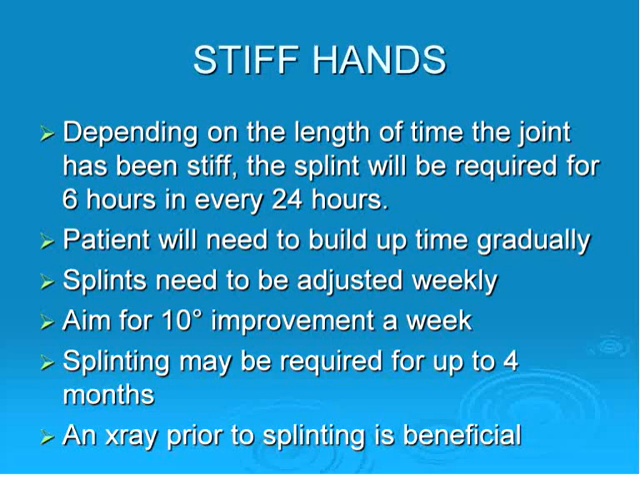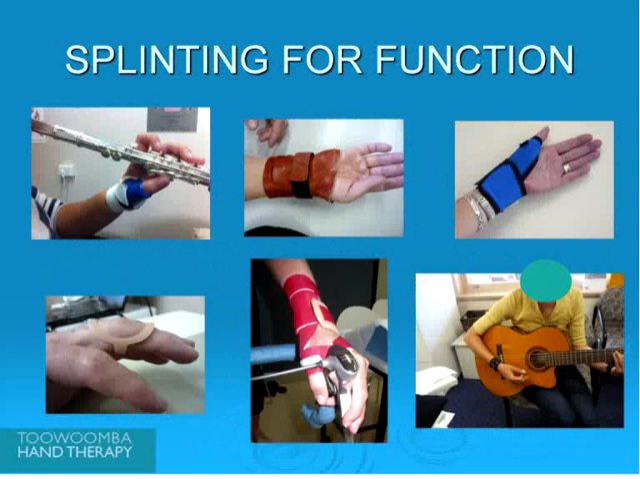The other big area that we do is splinting for function. Musicians are very common people who get overuse type injuries. The first picture is someone who plays the flute and who is having lots of problems with her thumb. We don't want her to rely on the splint forever, but we don't want her to lose all of the fine motor control and not be able to participate. She's in a school band, so we want her to be able to do all of that.